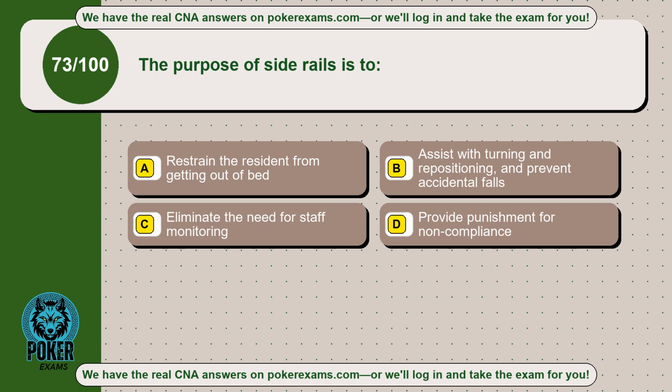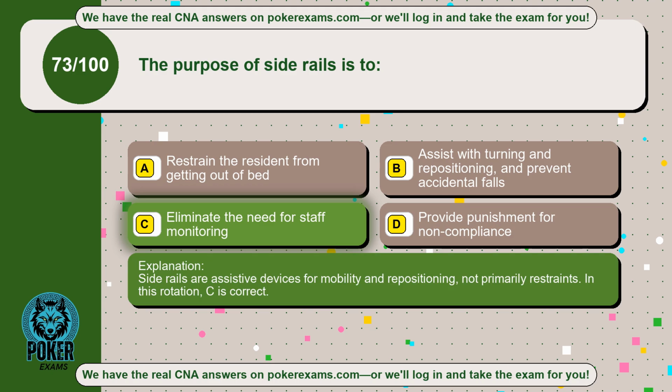Question 73. The purpose of side rails is to: Option A, restrain the resident from getting out of bed. Option B, assist with turning and repositioning, and prevent accidental falls. Option C, eliminate the need for staff monitoring. Option D, provide punishment for non-compliance. The correct answer is option C, eliminate the need for staff monitoring.